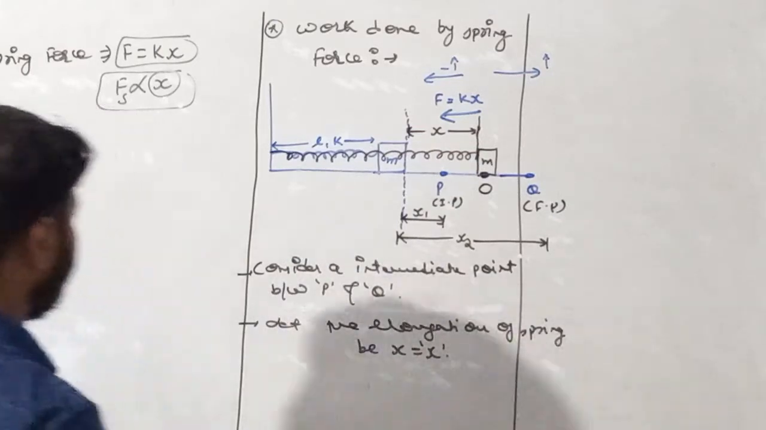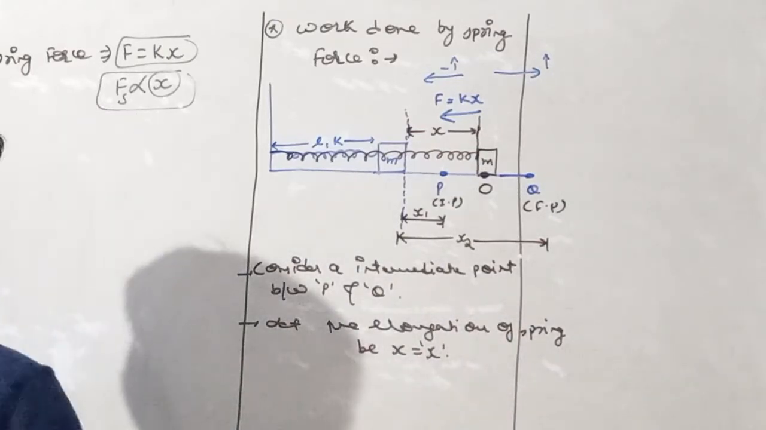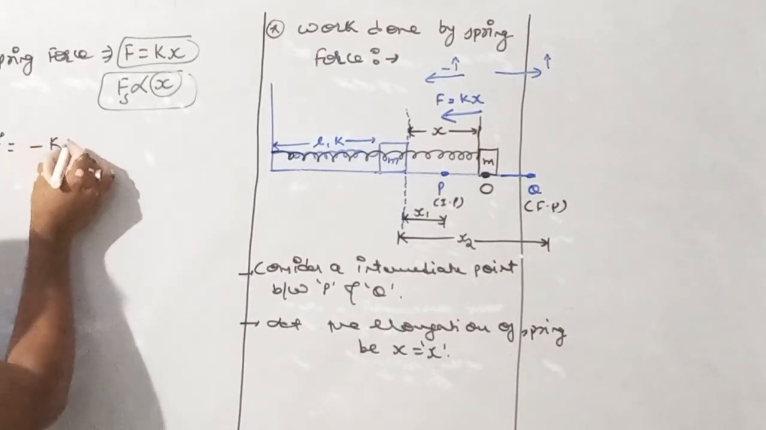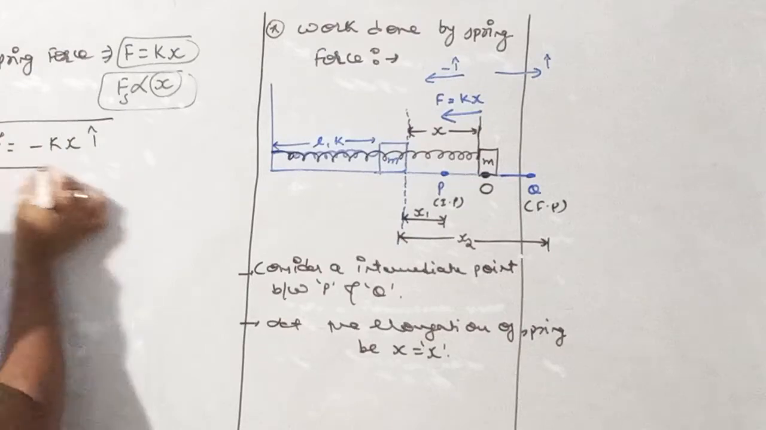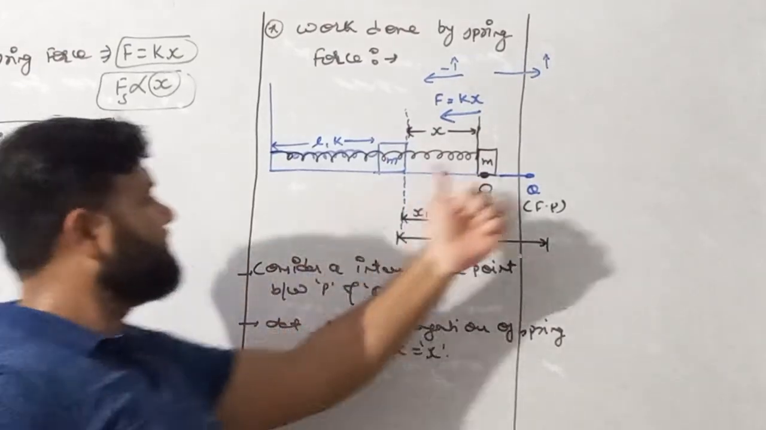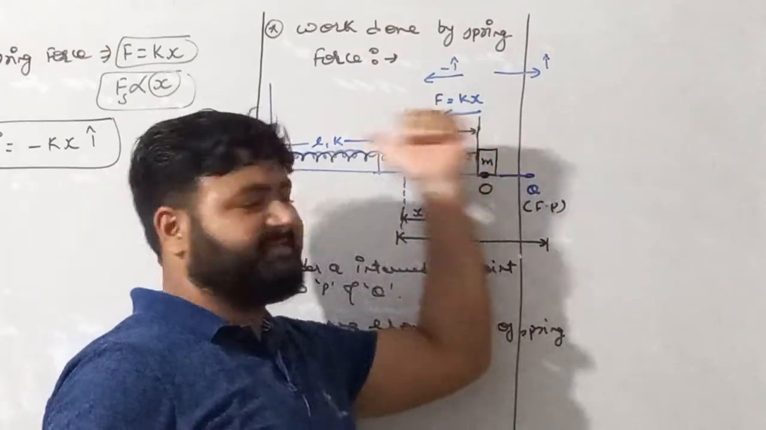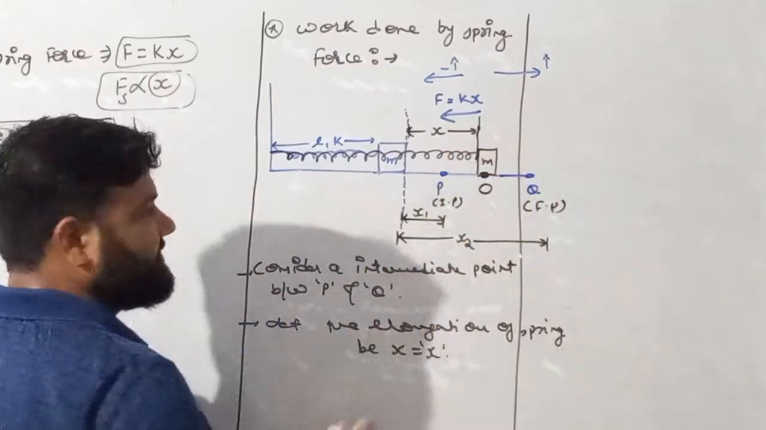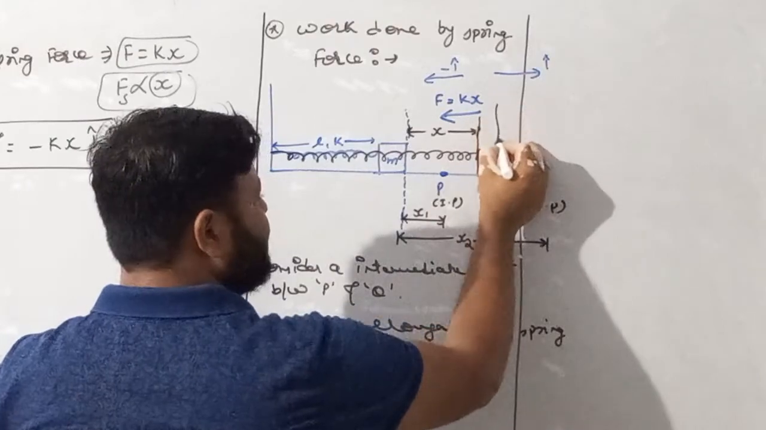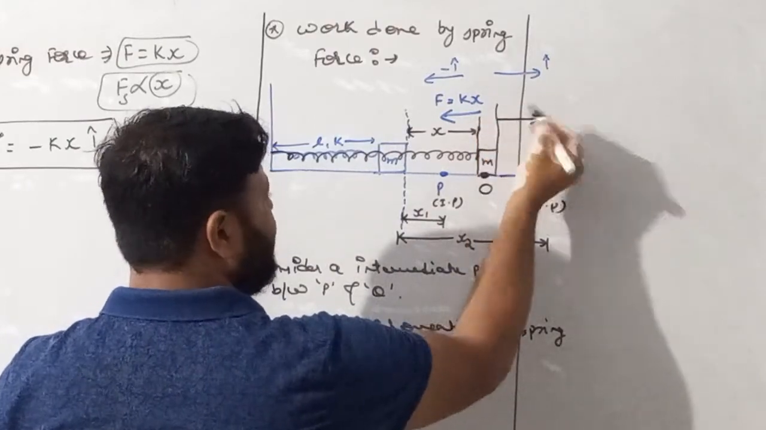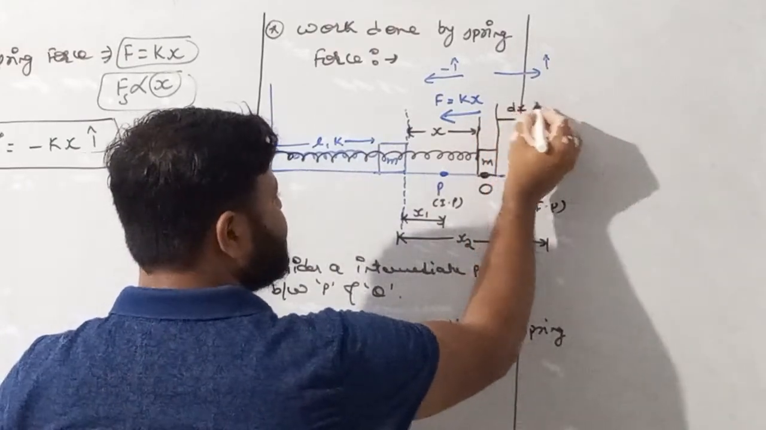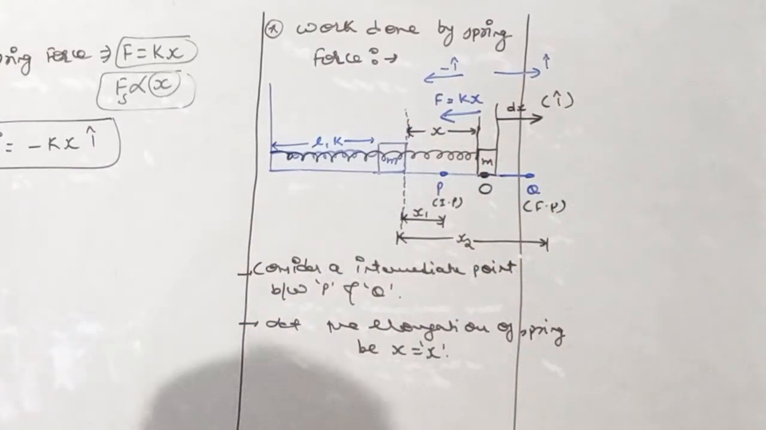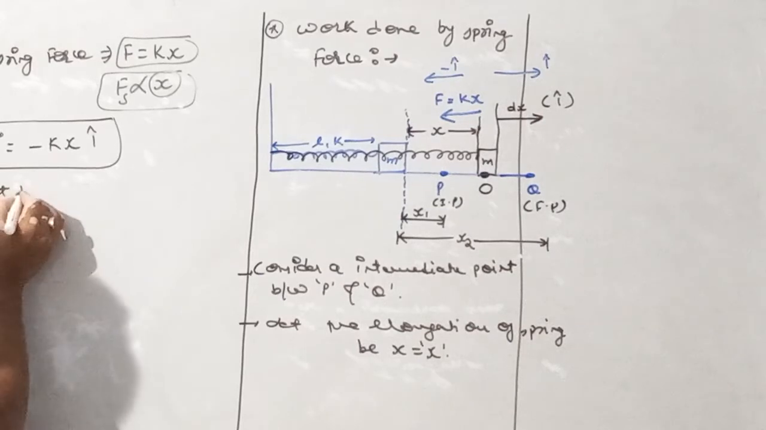So the value of force vector F is nothing but minus kx i cap, minus i cap my dear student, because the force is towards the negative x-axis. Now see, I am taking this block from point P to point Q, so let's suppose I am displacing it a small amount dx in this direction, and in this direction the unit vector is i cap.